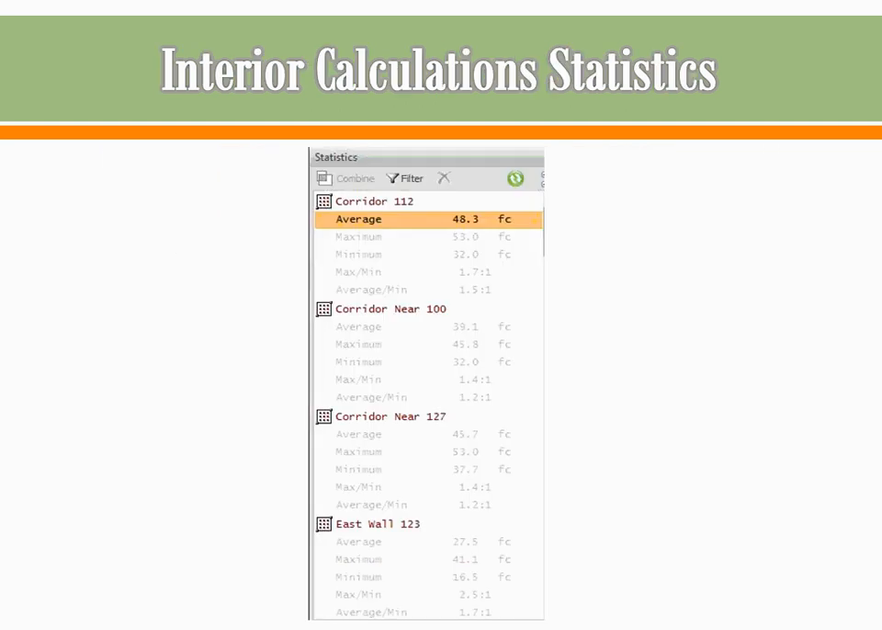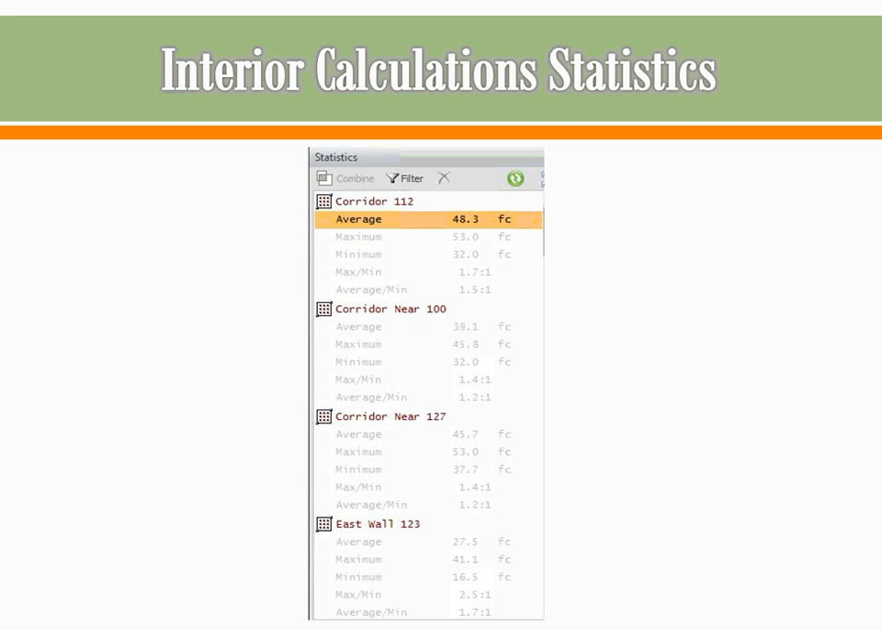This right here is the statistics for some of the rooms. So you can see, for the core over here, I ended up with an average of 48.3 foot candles. And I'm sure sometimes with the maximum and the minimums that we were talking about, we're trying to get them to match up a little bit more evenly. So some of the things like that.